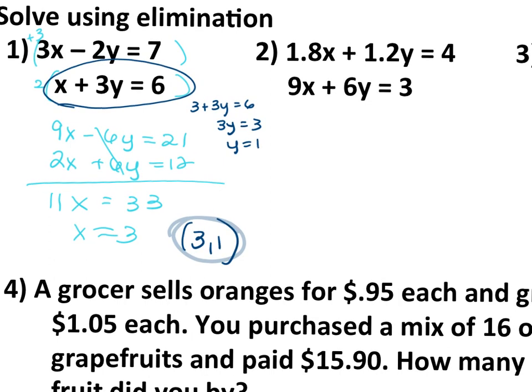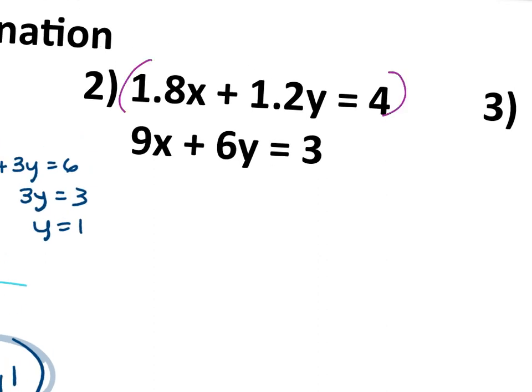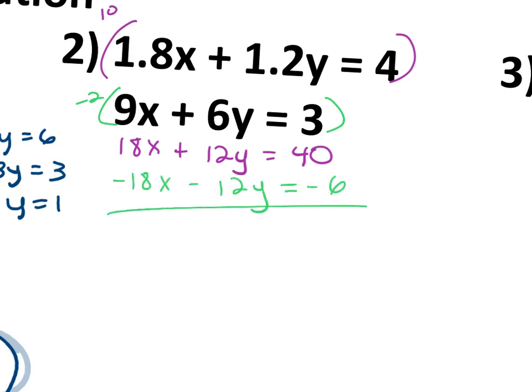Okay, 2 has a decimal in the first one, so if you wanted to get rid of it, you could multiply by what? 10 in the top. And I'd get 18x plus 12y. Don't forget to go across the equal sign to the 4. Now I could do what? I could do top, yeah, the original bottom, by a -2, so I get negative 18x minus 12y equals negative 6. These are going to cancel.